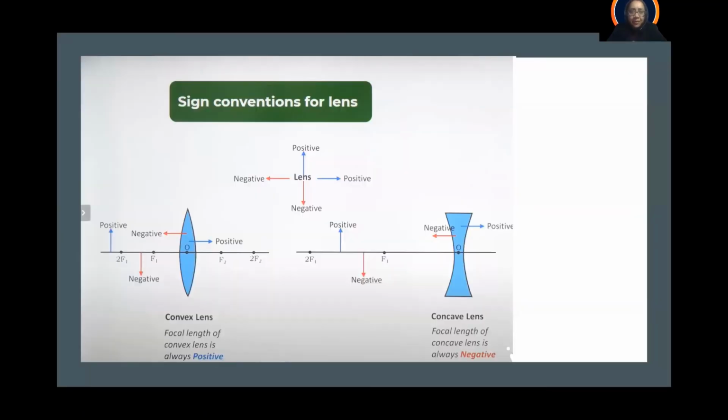Okay, well done. Now, coming to solving numericals, just like we have done for mirrors, we need to understand the sign convention of the lens.